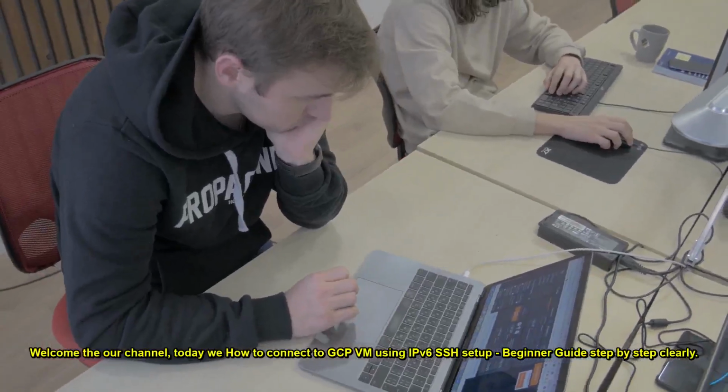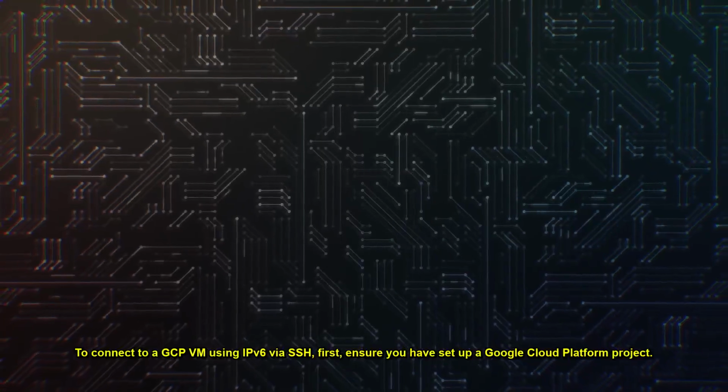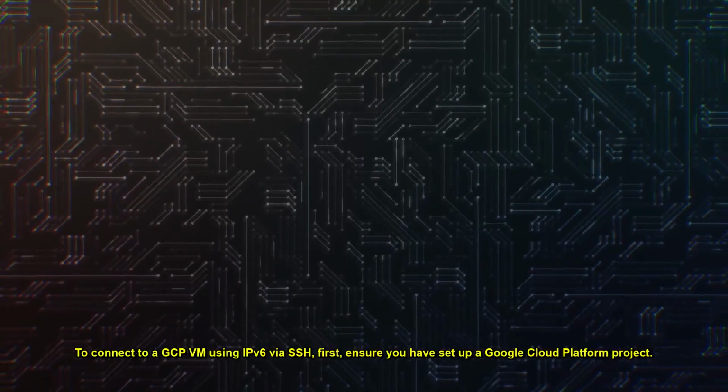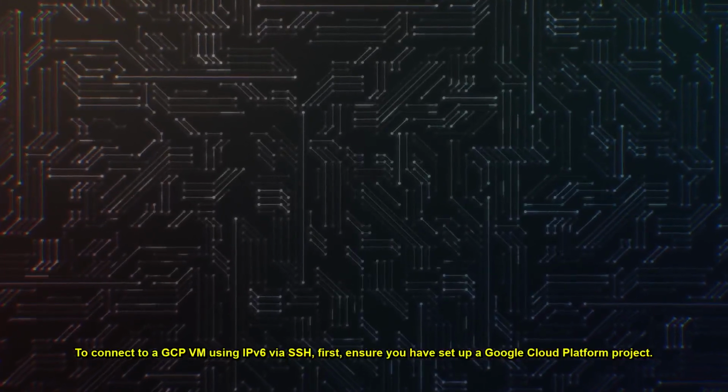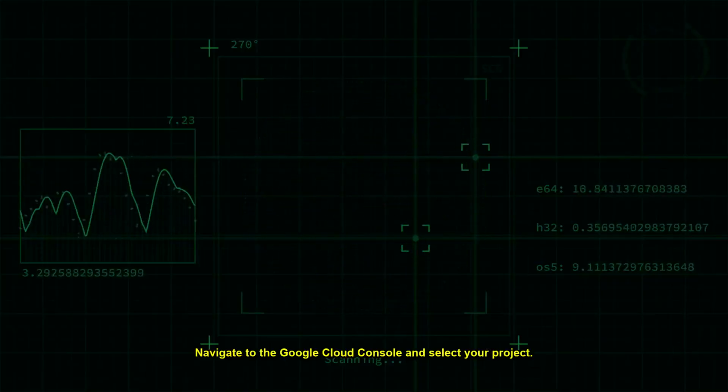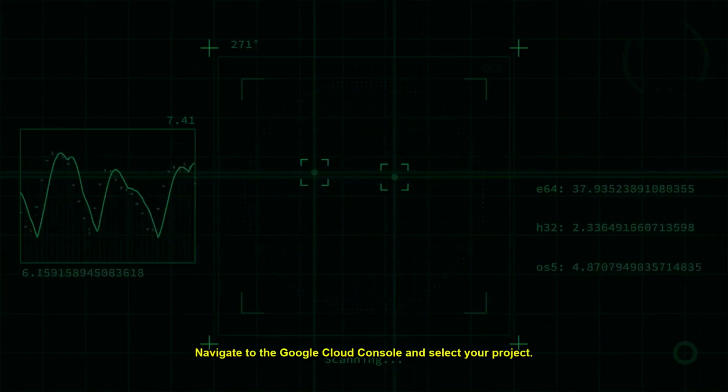Today we show how to connect to a GCP VM using IPv6 SSH setup, a beginner guide, step by step clearly. To connect to a GCP VM using IPv6 via SSH, first, ensure you have set up a Google Cloud Platform project. Navigate to the Google Cloud Console and select your project.